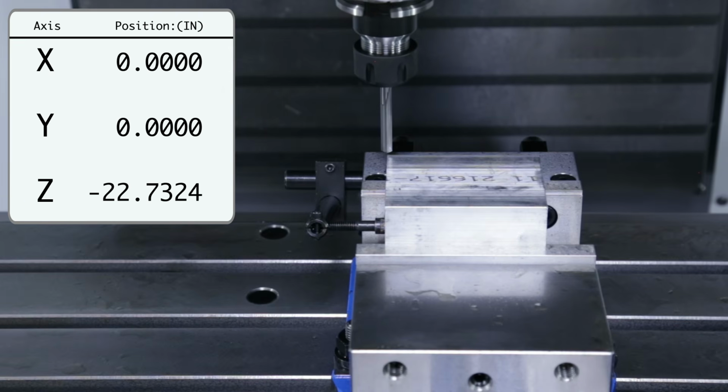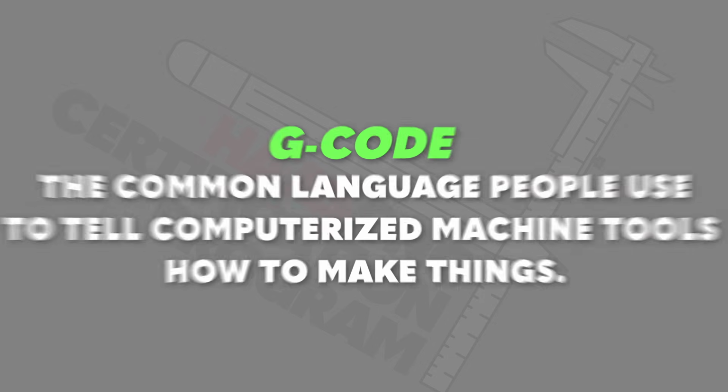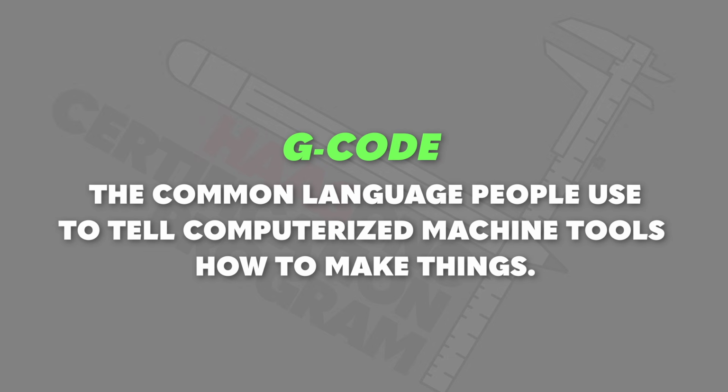So now we have a general idea of how the machine moves, how it knows where it's at, and how it knows where the workpiece is. Now we need to tell the machine where to move and what to do when it's time to start cutting the part. G-code is a common language people use to tell computerized machine tools how to make things.